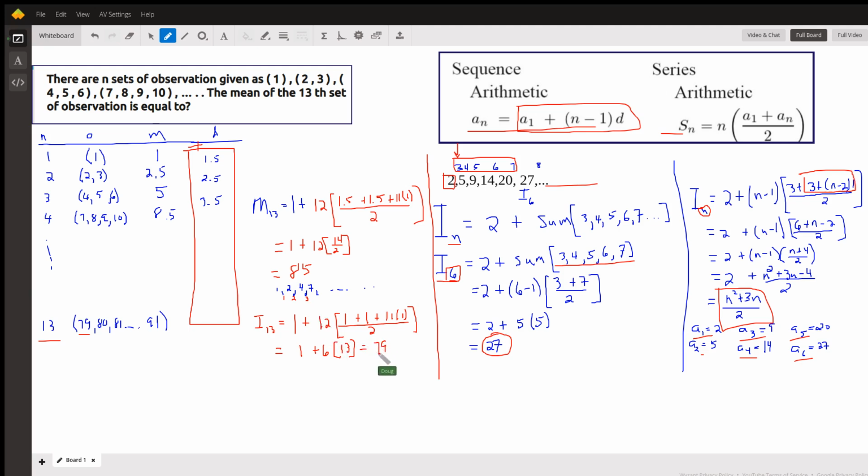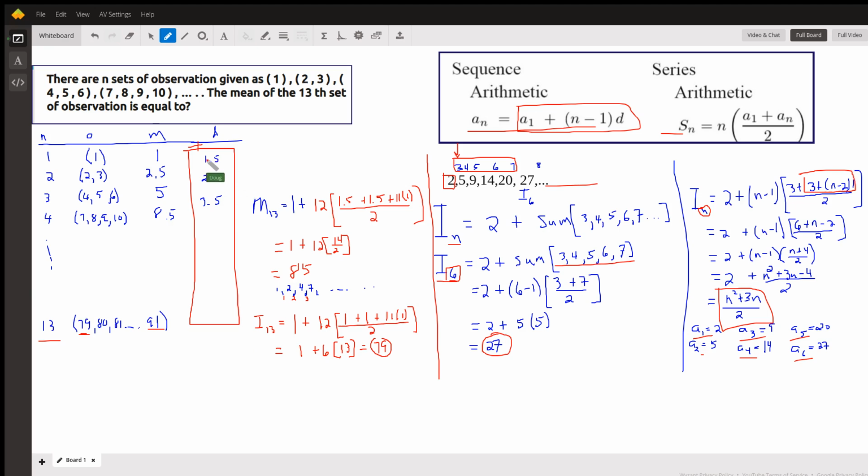And I can use this technique to get that 79. And then the 13th term, I'm sorry, the 13th term is 91, because we'll start at 79 and add on 12 differences. And then the average of all of these is actually the average of 79 and 91, which is 85.